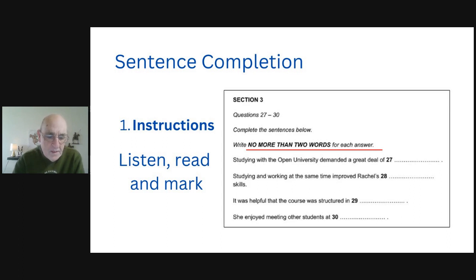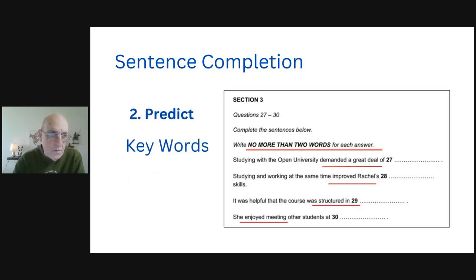So once we've listened to the instructions and marked them and know the context of what we're listening to, then we want to begin to predict. And in this case, in sentence completion, we want to look at the parts of the sentence that are already provided for us, and we want to choose words that are going to help narrow down our choices. They're going to help us predict and limit our options so that we know exactly what we're listening for.